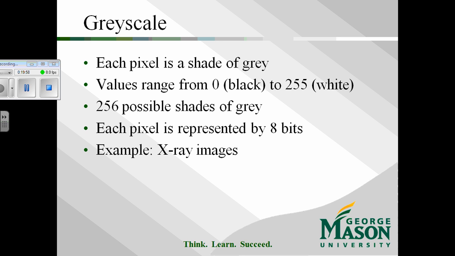Well, it's 2 to the 8th power, which is 256 possible shades of gray. So each of the bits is on or off in a binary number that goes from 0 to 255. 0 is black, that means it's completely off. Completely white is 255. And then you can get everything in between by turning different bits on and off.